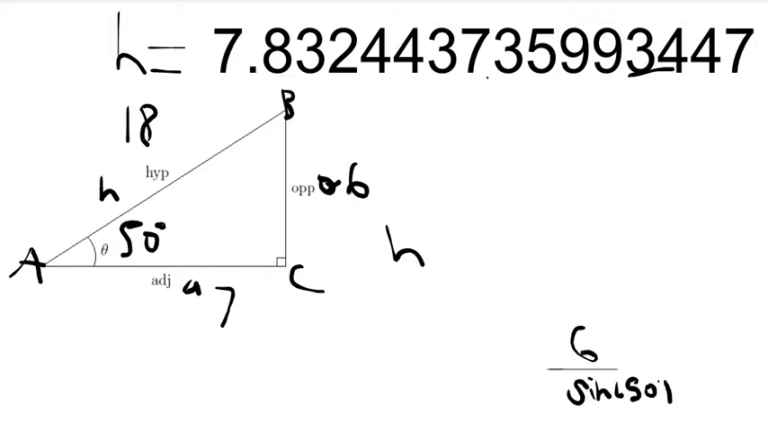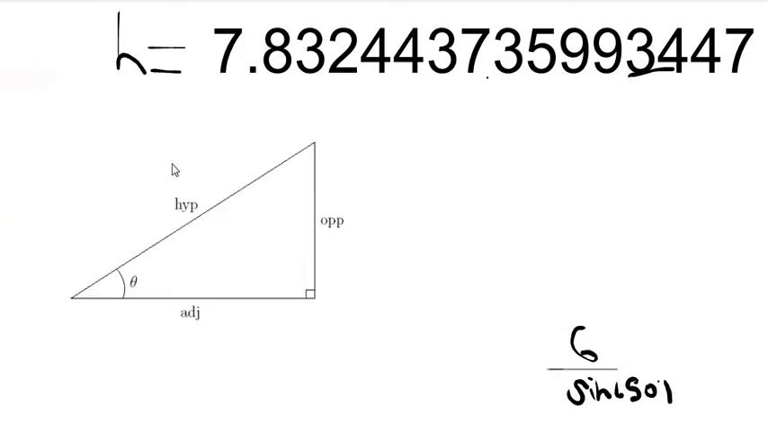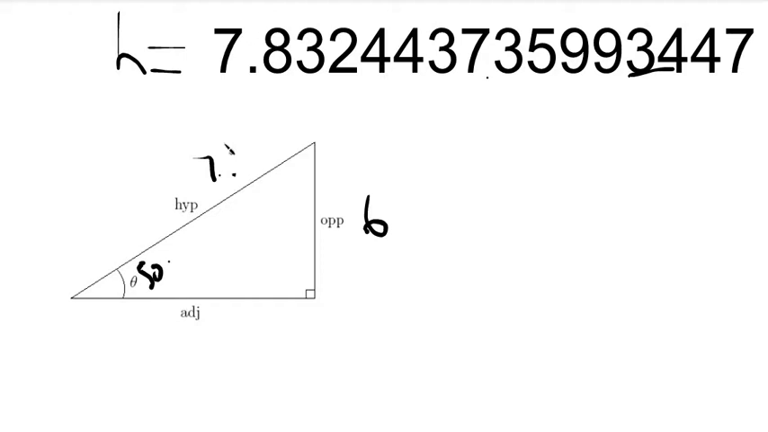So the side that we were looking for, the hypotenuse. Let's make this more clear. If we knew that the angle is 50 degrees, and we knew that the opposite side is 6, and by using our relation between trig ratios, by using the sine function, we found out that H is equal to 7.8.